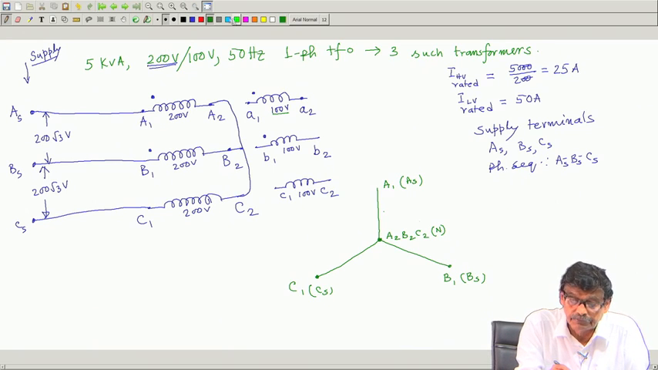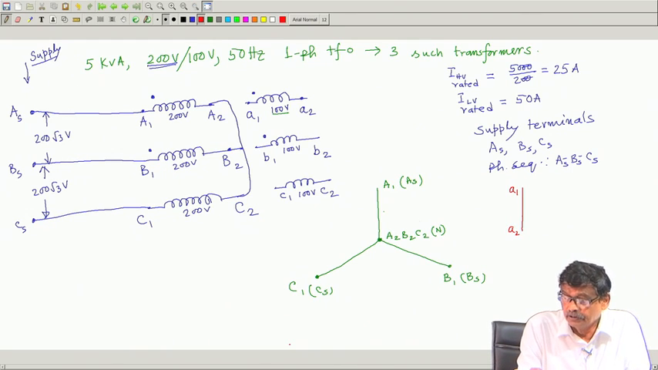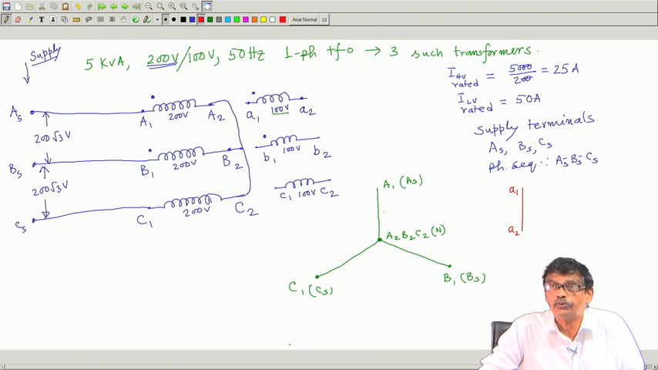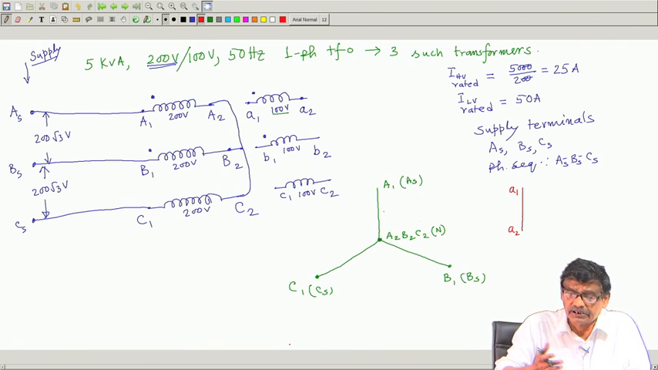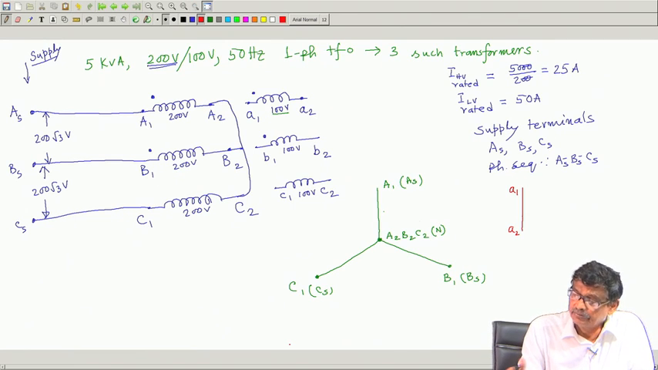Therefore, the secondary voltage, if I draw it with a different color, will be half of this length. Although I am just drawing A1 A2, it will be parallel to capital A1 A2, because induced voltages and applied voltages are all in phase. So, for this single phase transformer, you will get a voltage like this.